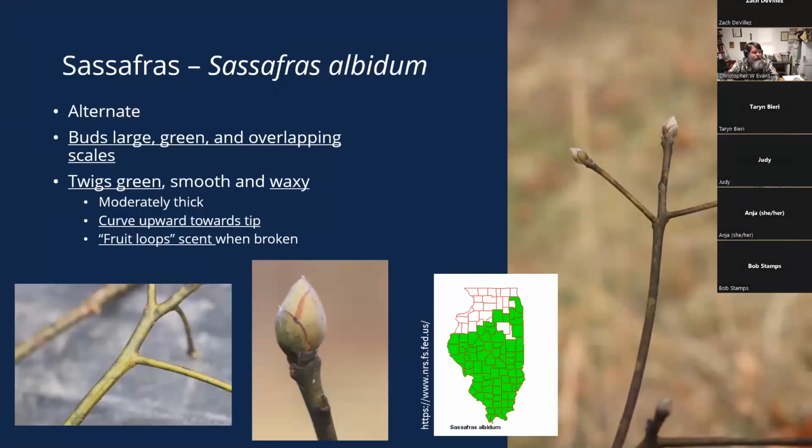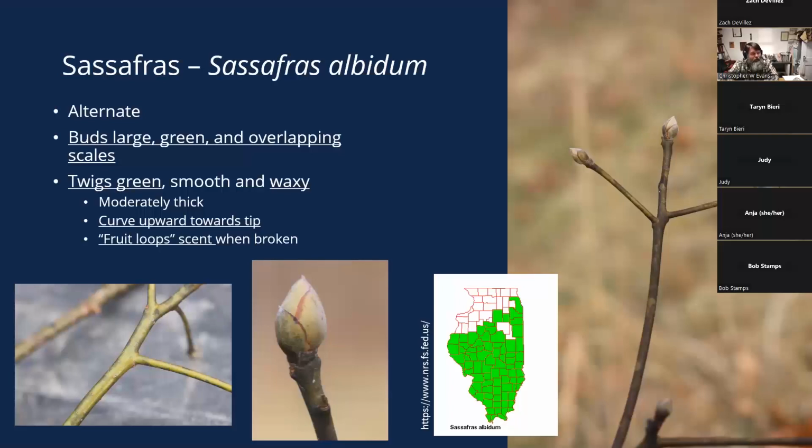The buds are large and green with overlapping scales. And I'm talking about the terminal buds here, large green terminal buds with overlapping scales. The twigs are often green in color. They may be black or reddish as well, but a lot of times they're going to be smooth and waxy, and you can rub off that wax, and underneath you'll see a very clear green color. And they're pretty thick. You know, this is a fairly thick twig on a tree. We had just looked at hackberries and ironwoods, which are generally very thin twigs. This is on the thicker side of twigs.